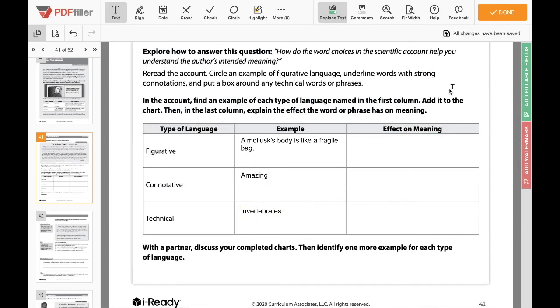Now we need to explain how these different types of figurative language have an effect on the meaning of the text that we just read. So when we say a mollusk's body is like a fragile bag, what is the author trying to help us to understand by doing that? What are they doing by using that? Just take a second and think about that.